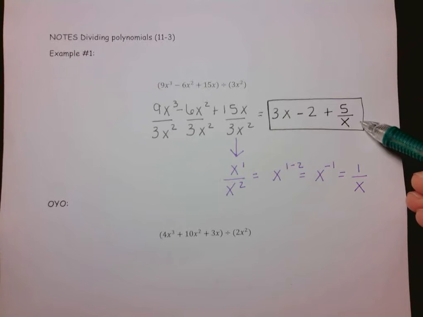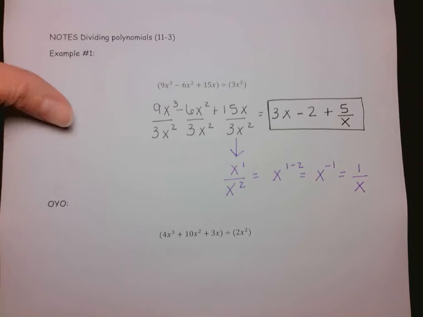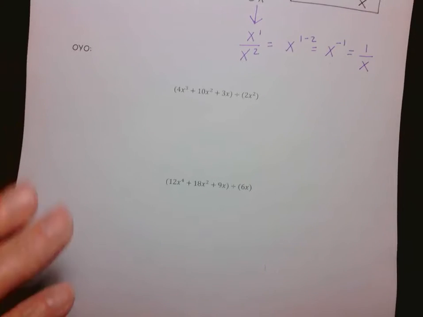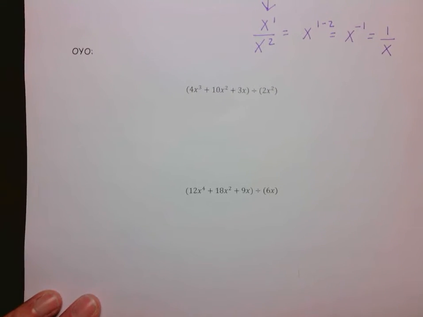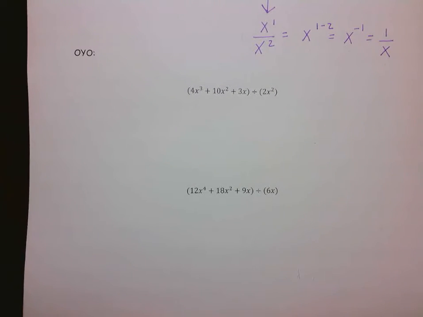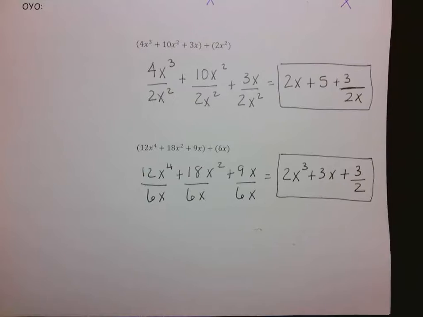So again, pause the video and work this example problem out and make sure you understand how I got this answer. And then when you're ready, go ahead and hit pause and work out these two example problems on your own and divide these trinomials by a monomial. And here are the answers.